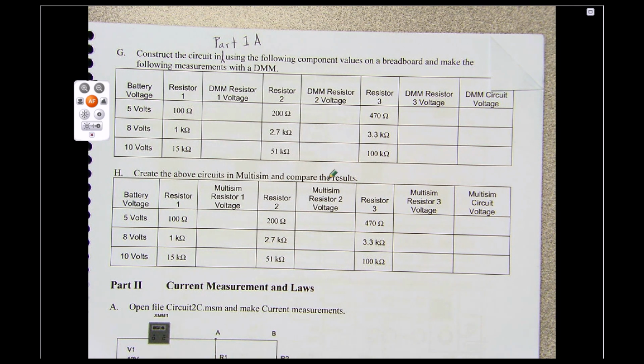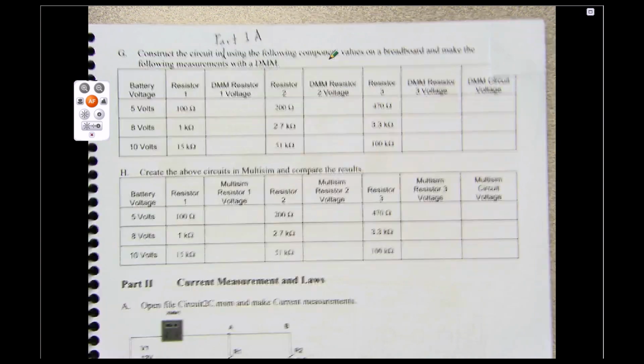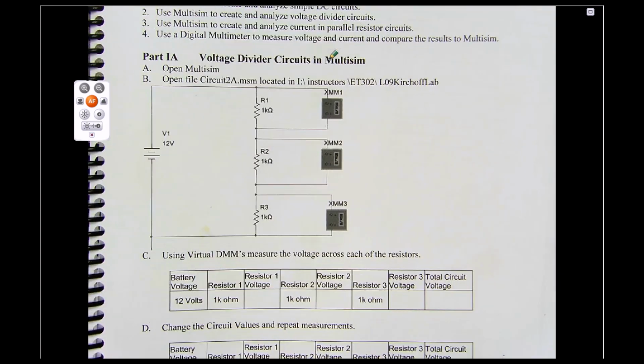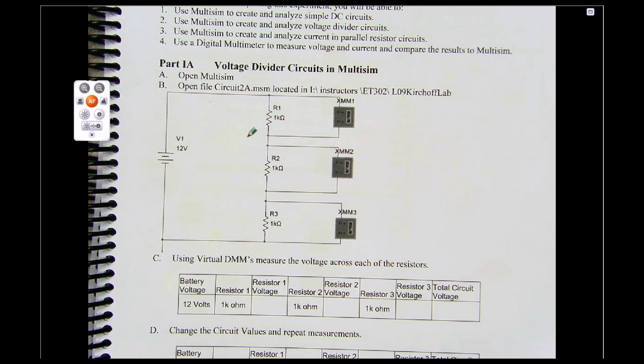All right, and then over here, we need to change the wording in the lab book a little bit. There's a typo here, okay? So in part G, it says construct the circuit in, and then it doesn't say in what, okay? So it should say construct the circuit in part 1A using the following components on a breadboard, okay? So you're going to build a circuit on a breadboard, and the one that you're going to build is the one from the beginning of the lab. It's this one in part 1A with the 3 resistors in series, okay?